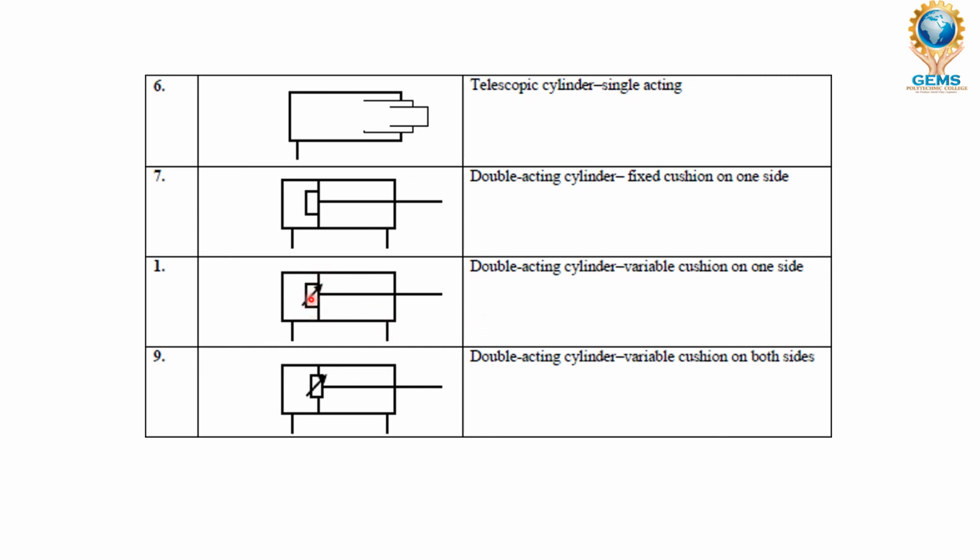This arrow indicates the variable cushion on one side, and this is the double acting cylinder with variable cushion on both sides. This cushion they keep in the center, so it is considered a variable cushion on both the sides.